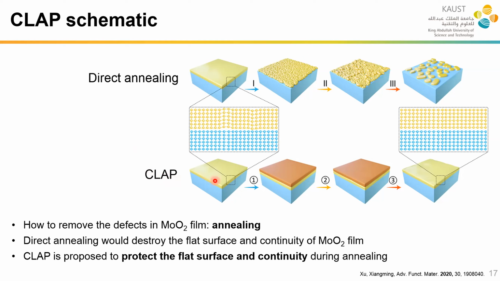So we are thinking, if we want to enhance the quality without sacrificing the flat surface, we can put a capping layer on the surface so that the surface mass transfer will be minimized. If this surface mass transfer is minimized, it means the surface flatness can be well maintained. And after annealing, the thin film will be of really high quality and also have a good surface.